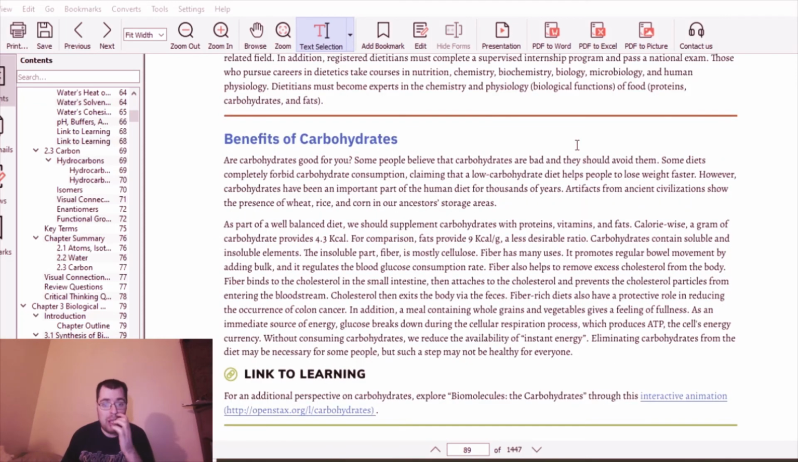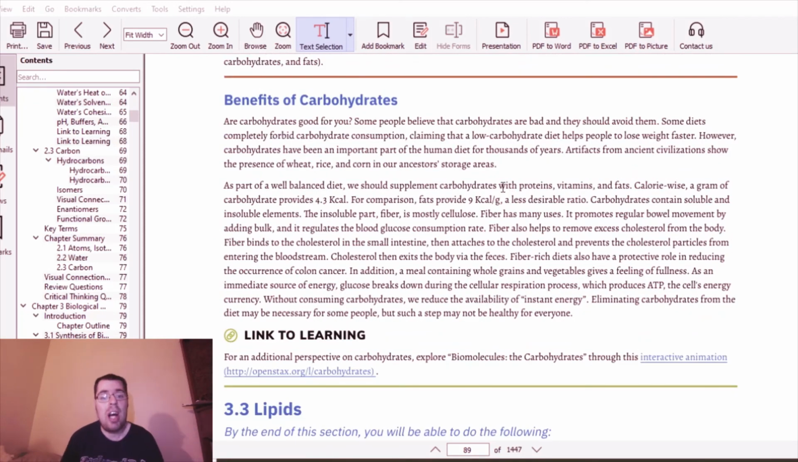And now we discuss the benefits of carbohydrates. Are carbohydrates good for you? Some people believe that carbohydrates are bad, and that they should avoid them. Some diets completely forbid carbohydrate consumption, claiming that a low-carbohydrate diet helps people to lose weight faster. However, carbohydrates have been an important part of the human diet for thousands of years. Artifacts from ancient civilizations show the presence of wheat, rice, and corn in our ancestors' storage areas.